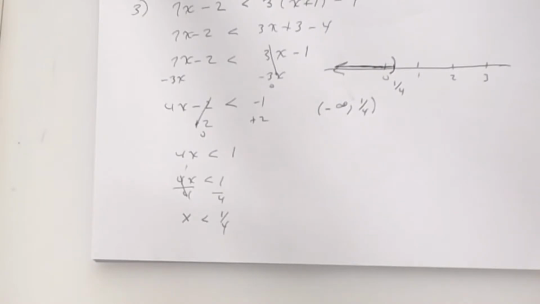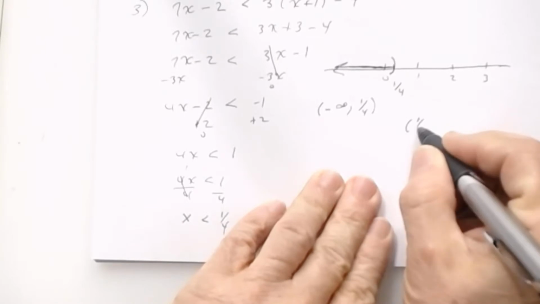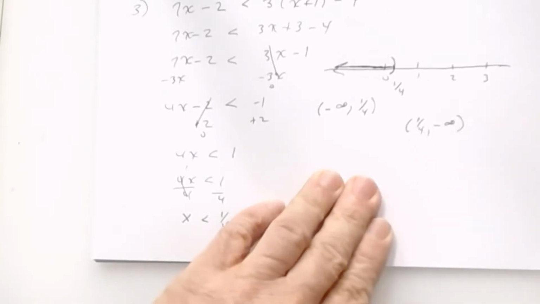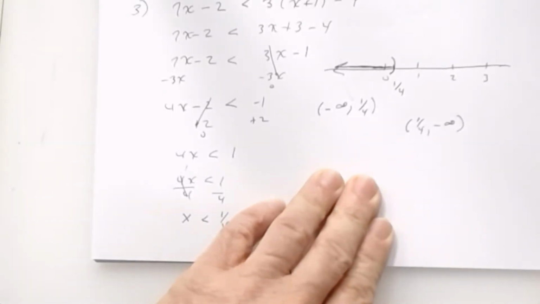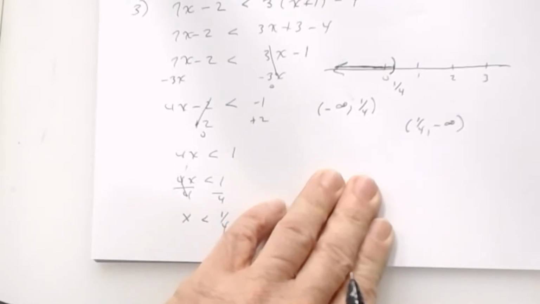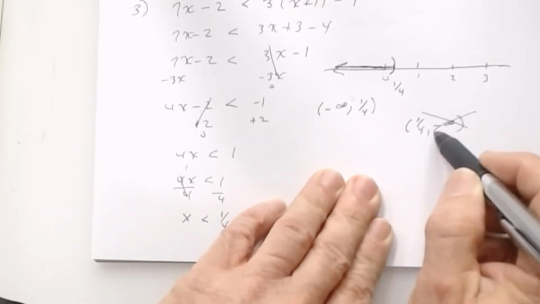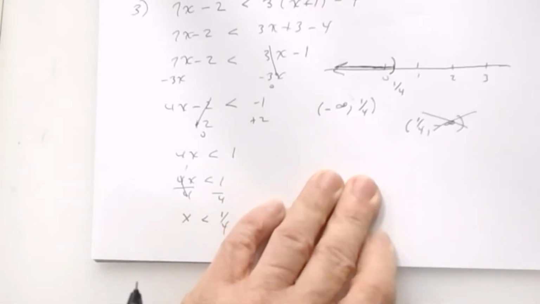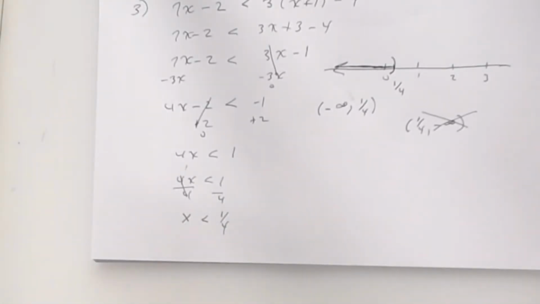Now make sure when you write interval notation, go from smallest to largest. That's why we say always read from left to right. Okay, some of you, there's always a couple that are going to do this. You're going to say 1/4, comma, negative infinity. And you're going to be very upset with me. But I can handle you being upset with me. Okay? That is not correct.